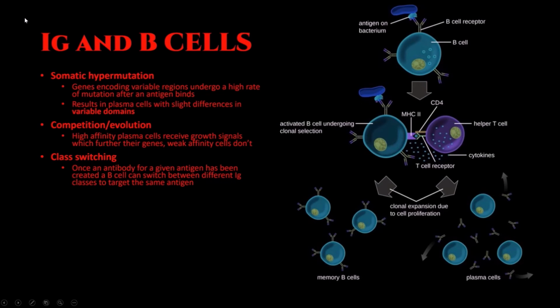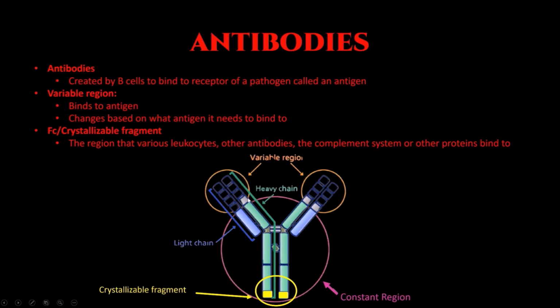Last, connecting immunoglobulin and B cells all the way here, we have a term called somatic hypermutation, which is just a fancy phrase to describe how B cells are able to create antibodies for particular antigens. They have such a high mutation rate in the genes that are creating these variable regions of the antibody that binds to the antigen.